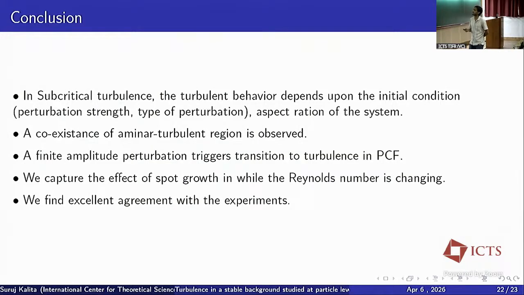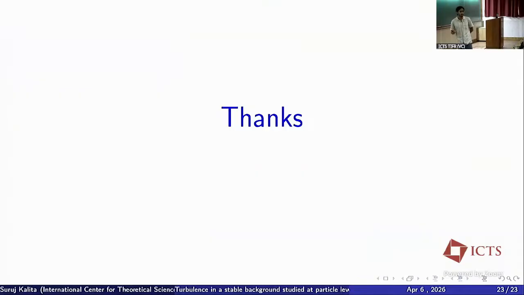So that's the conclusion. We have seen that subcritical turbulence behavior is not universal. That has been observed using these particle-level simulations, and we see the coexistence of laminar and turbulent regions. So L is missing here, sorry for this typo. Only a finite amplitude perturbation triggers a transition to turbulence. And the spot growth and the dynamics have been studied. The Reynolds number keeps on varying as a function of time, and with the experiment we also see excellent agreement. So thanks a lot for your attention.